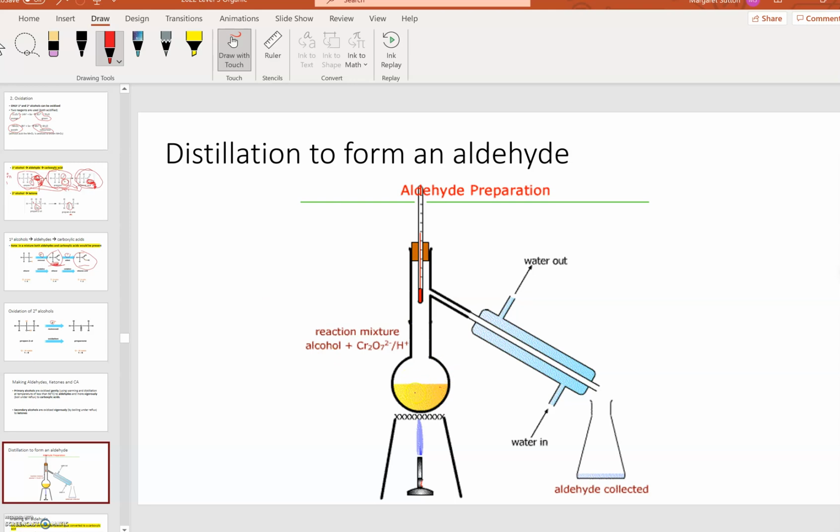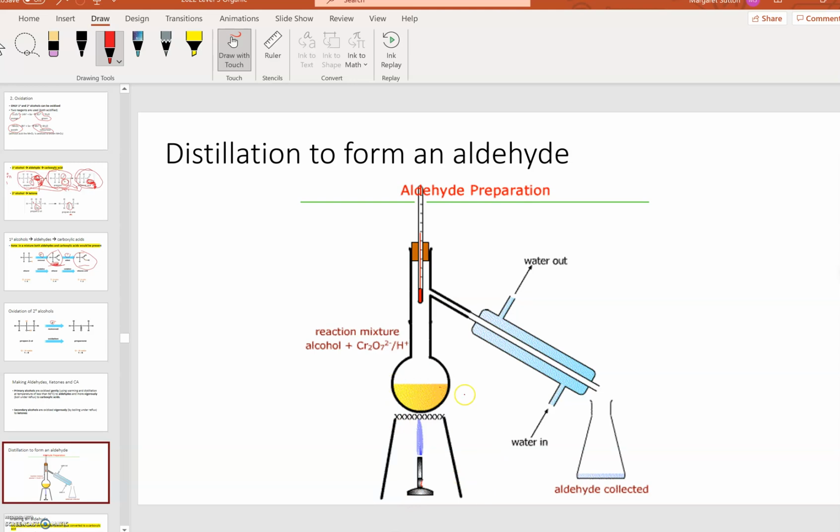So how do we do distillation? You chuck your reagents into this round bottom flask. Let's say we want to make butanal. What we would do is add butan-1-ol here and some acidified dichromate, and we would heat it. The critical part here is that we want to heat the mixture to just above the boiling point of our aldehyde, but lower than the boiling point of the primary alcohol that made it, in this case butan-1-ol, and the corresponding carboxylic acid, which in this case would be butanoic acid. So you'd put your butan-1-ol in here, and you would heat it to just above the boiling point of butanal.